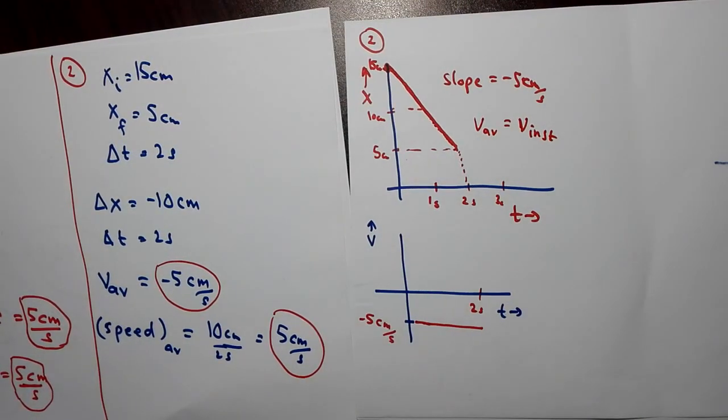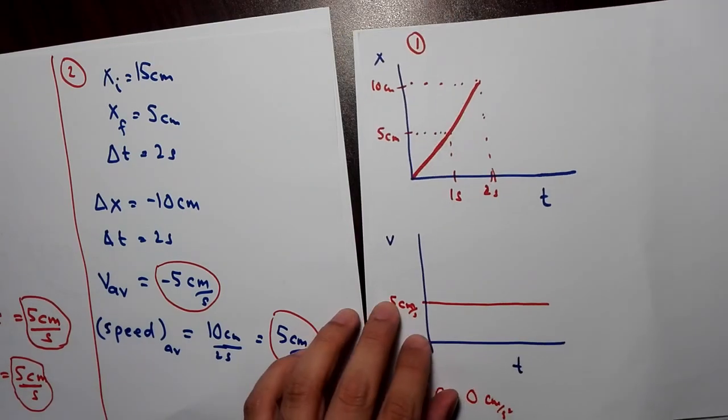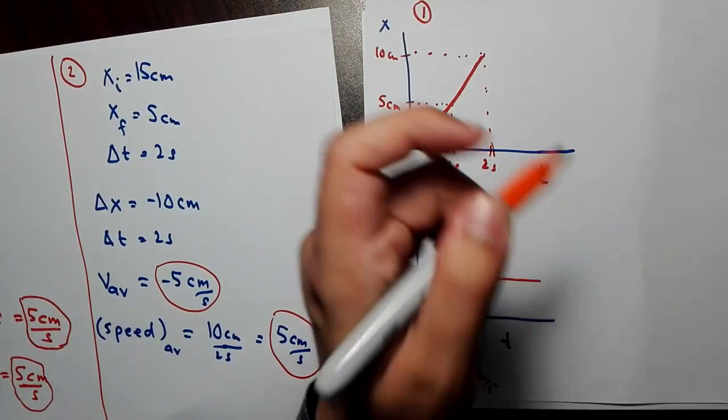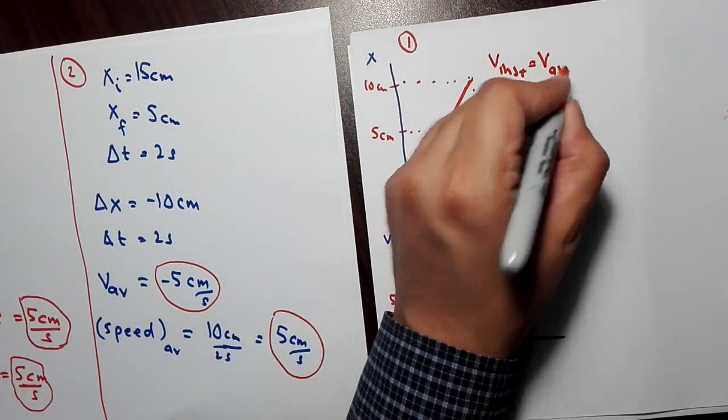And it was even so for example 1. We did the graph, and the instantaneous velocity is equal to the average velocity for this segment. So V instantaneous is equal to V average. Okay?